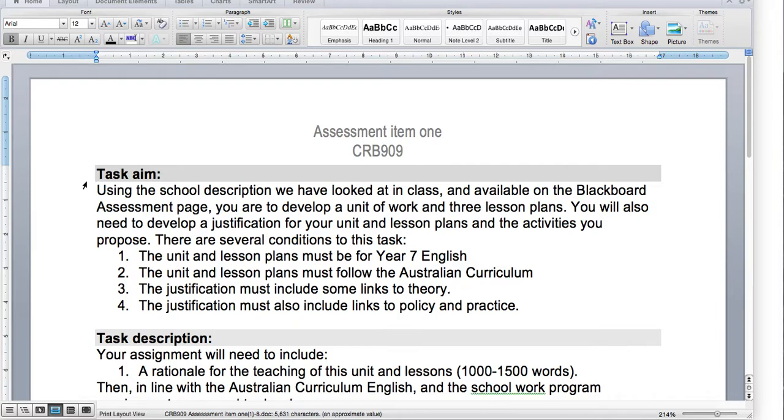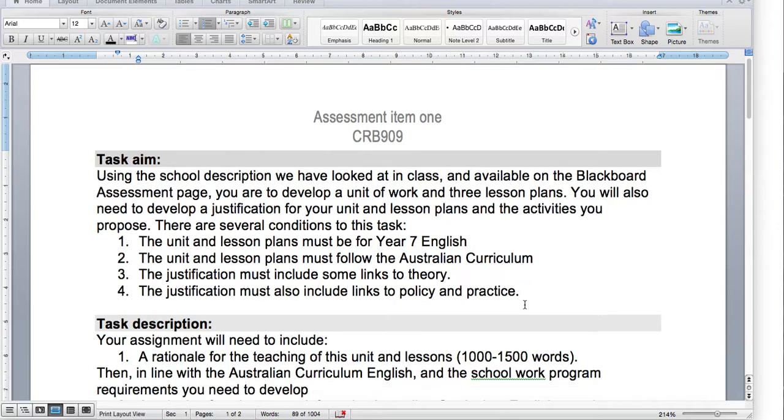The task aim: you're going to be using the school description that's on Blackboard. You're going to develop a unit of work and 3 lesson plans. You're also going to develop a justification of the unit and those lesson plans and the activities that you propose within your unit plan and lesson plans. The conditions for the task are that it is designed for Year 7 English, that it's following the Australian curriculum. Your justification needs to make links to theory as well as policy and practice.